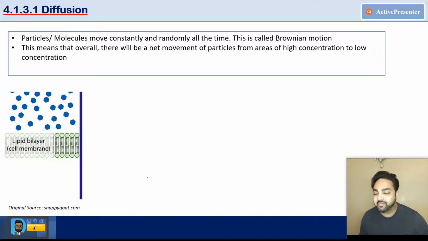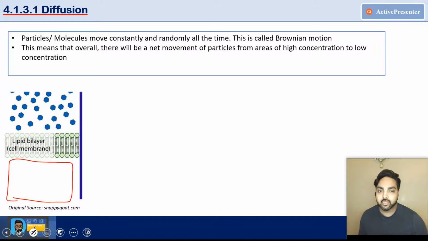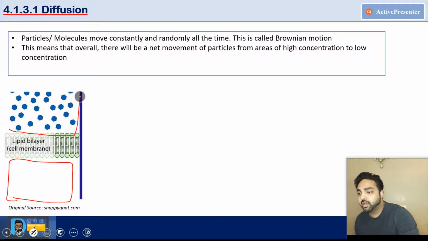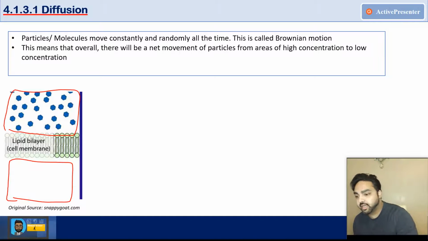Now, in terms of cells, why is this important? If you think about most things that cells need, as they start to use them up, there will be pretty much no useful molecules inside the cell, and there'll be loads of useful molecules outside the cell, particularly with the way transport systems work in animals and plants. So the cell needs to work out a way to get particles inside, and what it does is it allows them to cross the cell membrane.